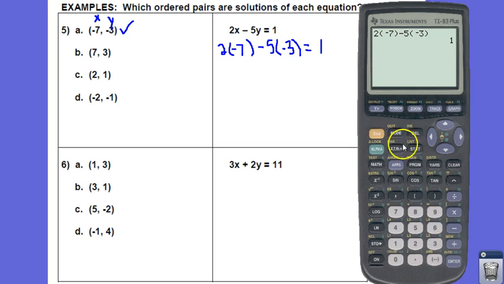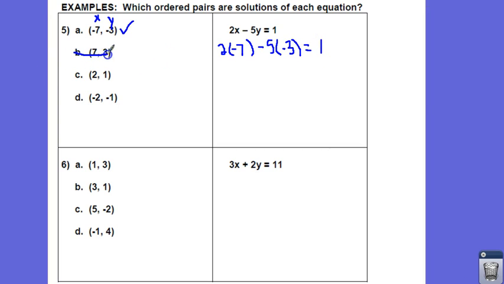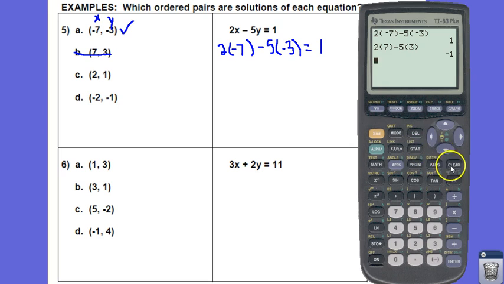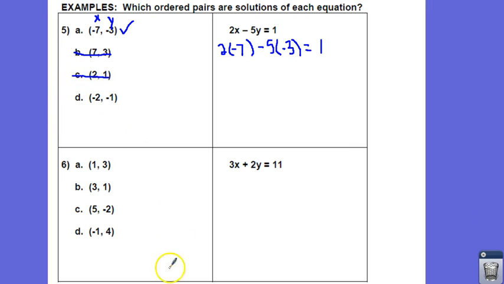So if we do the same thing here, we're going to go 2 times 7. Okay, so we're on B now. And then we go minus 5 times 3. We want that to equal +1. Well, that equals -1. We don't want -1, we want +1. So B is not a solution. So we're going to do the same thing for C. We're going to go 2 times 2 minus 5, and then we're going to multiply that by 1. That equals -1. So C is not a solution.